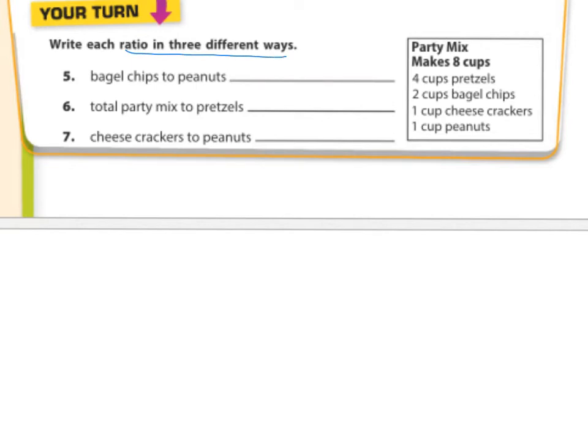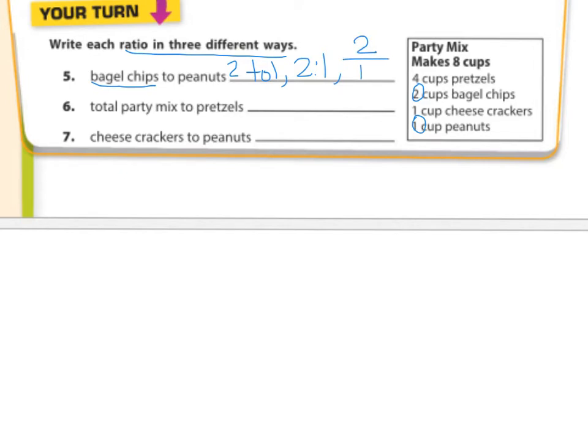So, bagel chips to peanuts, number 5. There's 2 cups of bagel chips and 1 cup of peanuts. So that's going to be 2. Remember, bagel chips is first, so you have to put that number first. 2 to 1. And then the other way is 2 to 1. And then the last way is 2 to 1.